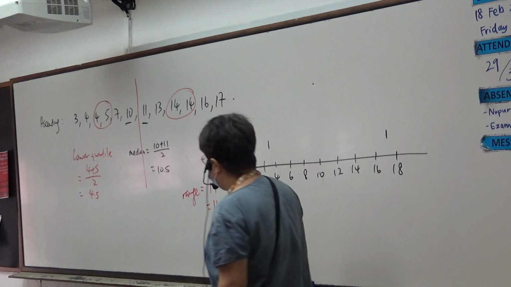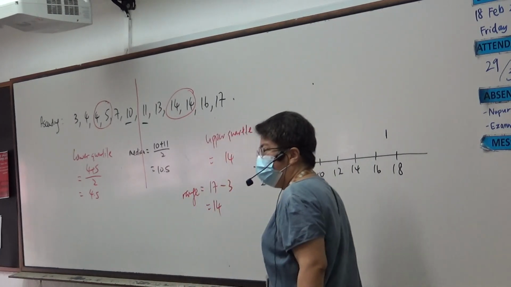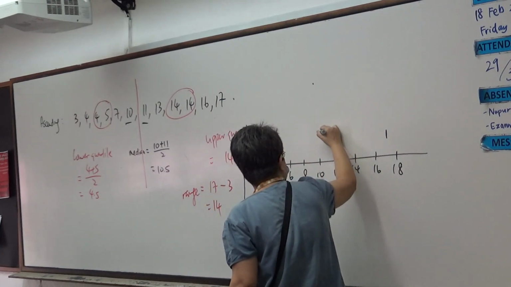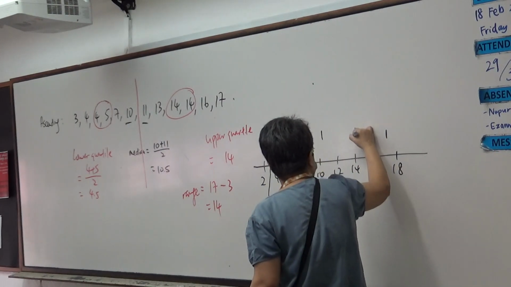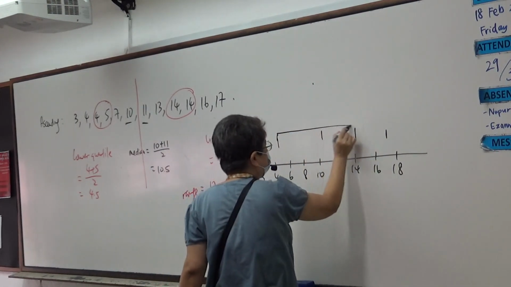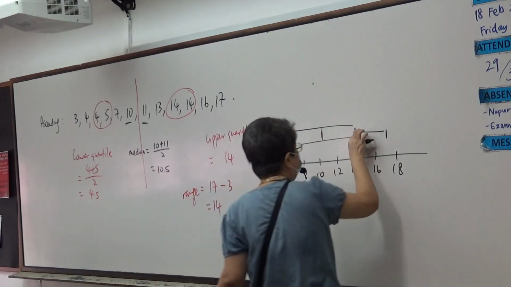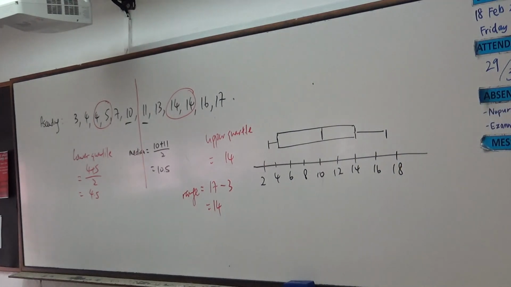Now, where is the lower quartile? This is 5, so 4.5 is somewhere here, right? Correct. Where's the median? 10.5, so it's somewhere here. Where is the upper quartile? Is here. So when I join, it will look like that, right? Everybody clear? Everybody clear? Can or not?